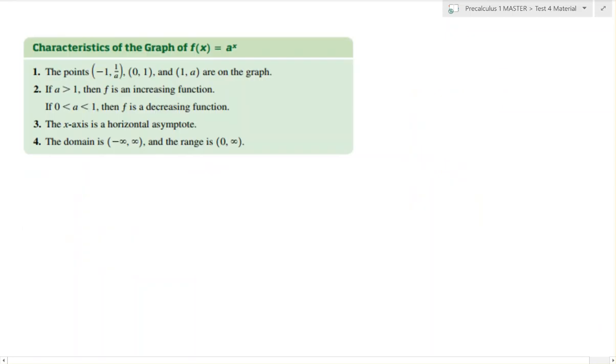Now the characteristics of the graph of f of x equals a to the x are that you have these points: -1 and 1 over a, 0 and 1, 1 and a. Those are all on the graph. If a is greater than 1, then f is going to be an increasing function. If a is between 0 and 1, then f is a decreasing function. The x-axis is the horizontal asymptote. Domain is going to be all real numbers and the range from 0 to infinity.